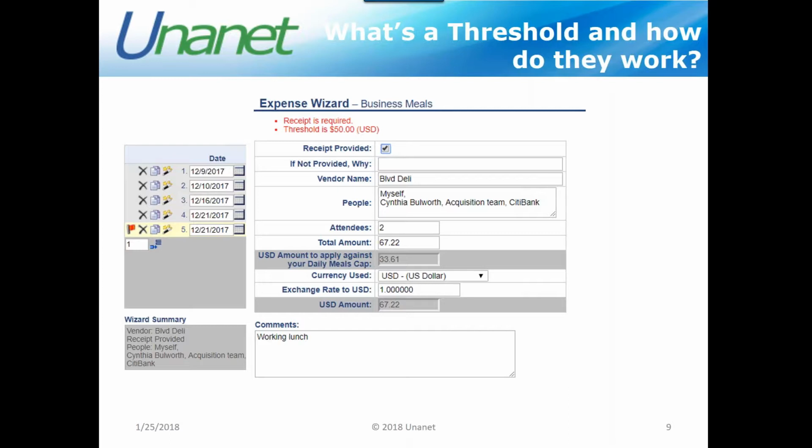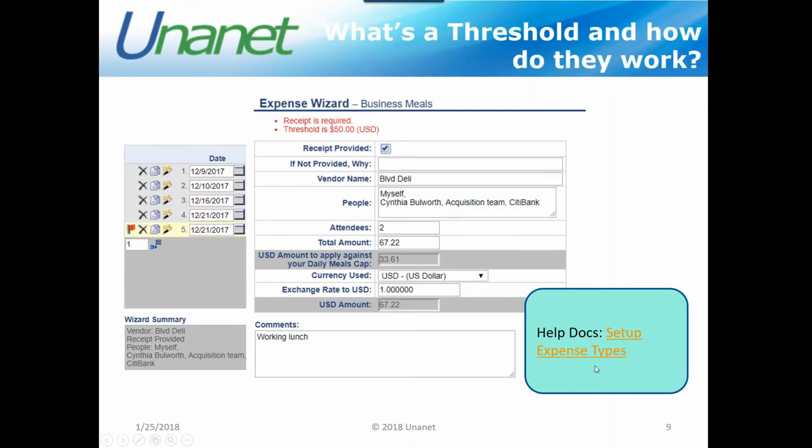And again, they can still submit it, but the approver is still going to see the flag, and they're going to know, let me take an extra look at that line item. Again, I'm going to give you some information in your setup in the help docs on this clickable link.